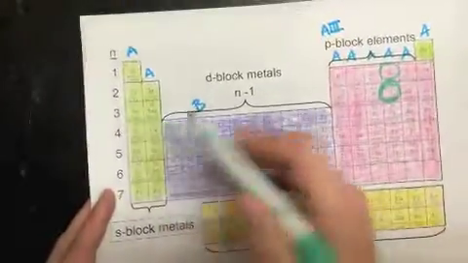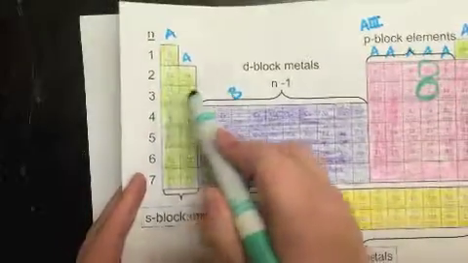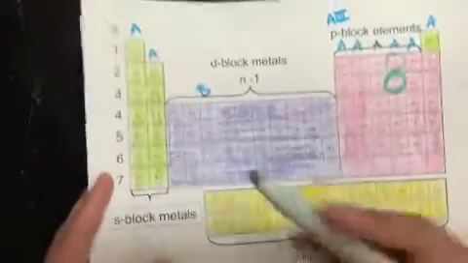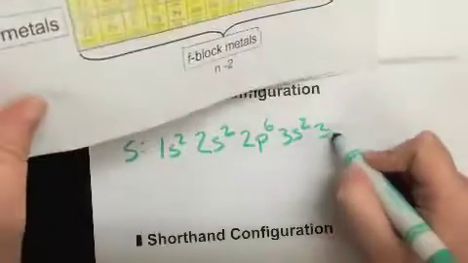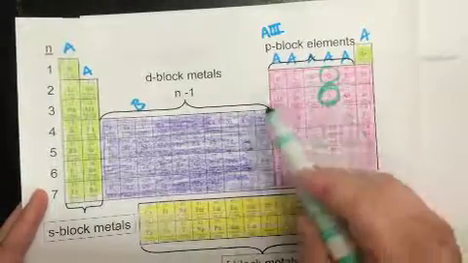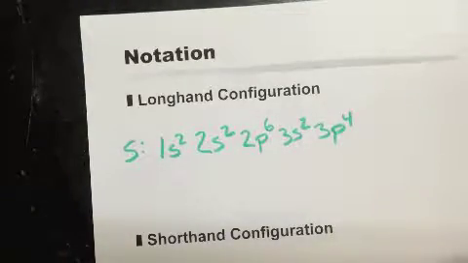Drop down, 3s. Our element's not in there, so it's going to be 3s2, because the s's are completely filled. Move across, we're still on row 3, but now we've hit the P block. So 3p. And sulfur is there, so we're going to count to it. 1, 2, 3, 4. So that's the electron configuration for sulfur.